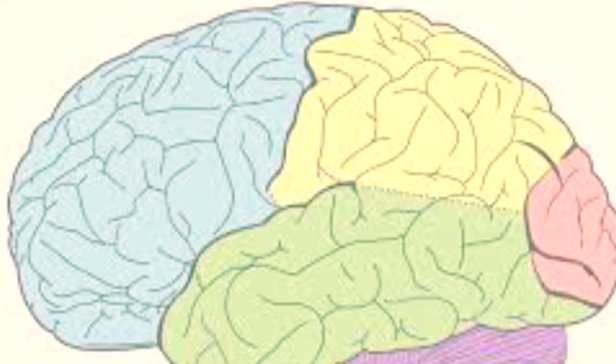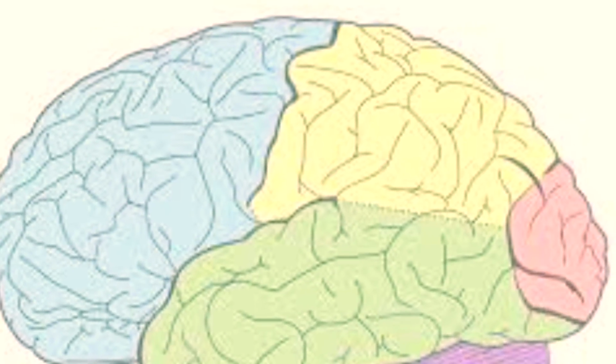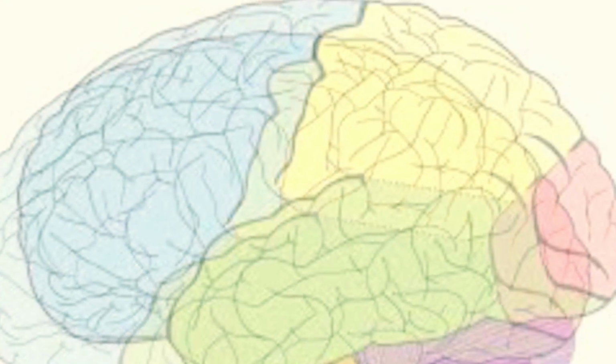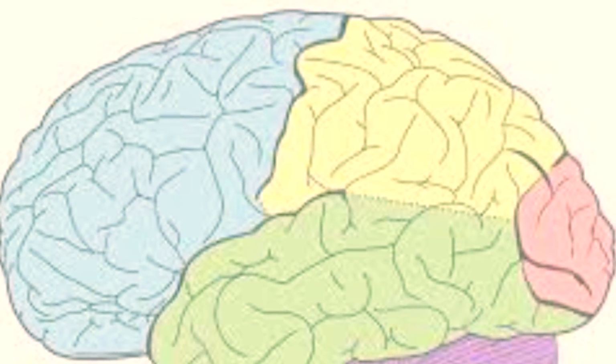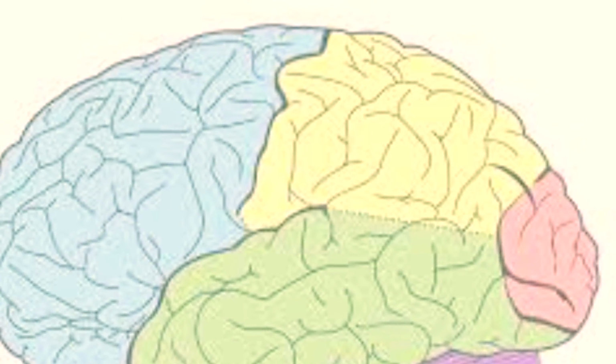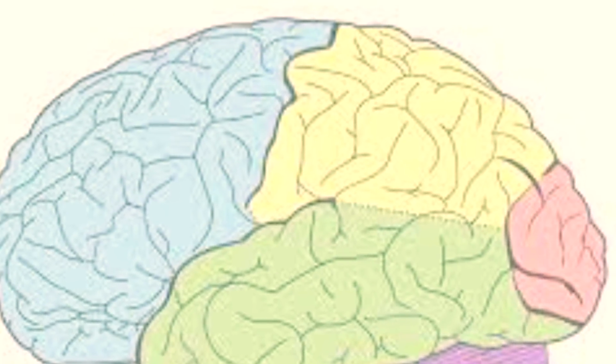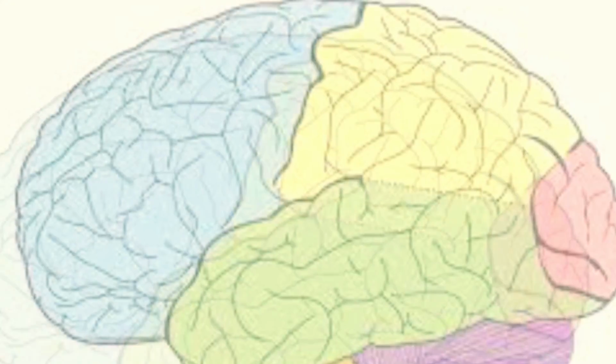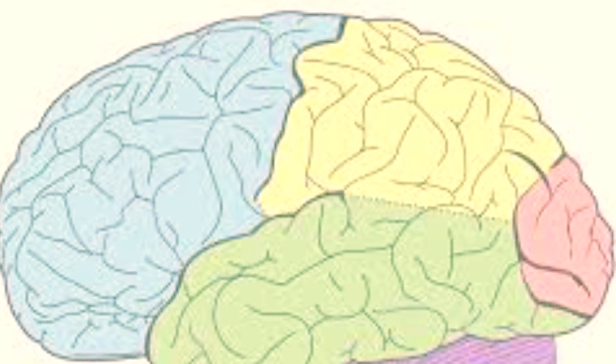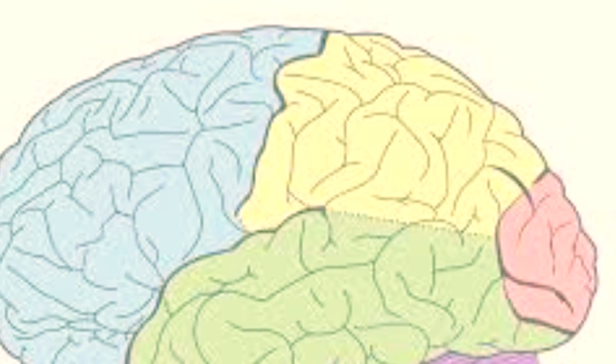And then the corpus callosum is a bundle of nerve fibers that connect the right and left hemispheres of the brain, so it comes together and gives us this little ball looking shape. And that is responsible for communication between the left and the right hemispheres of the brain.